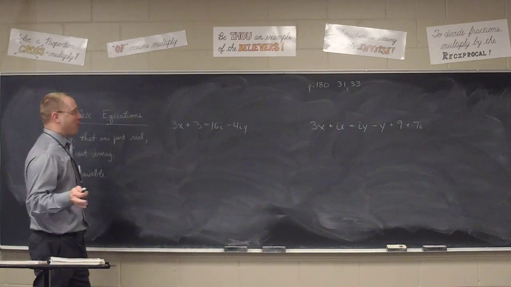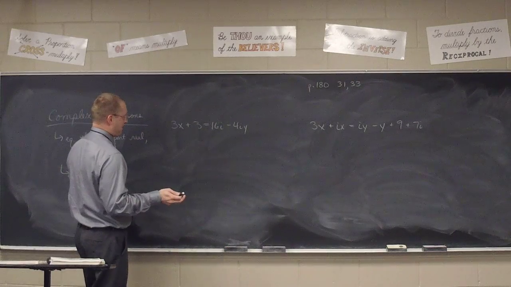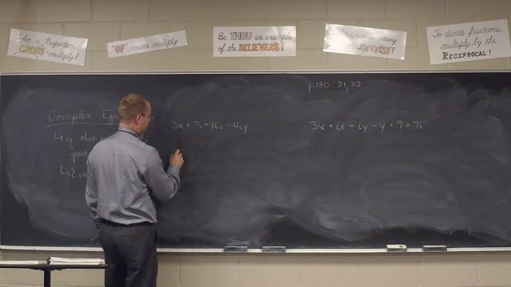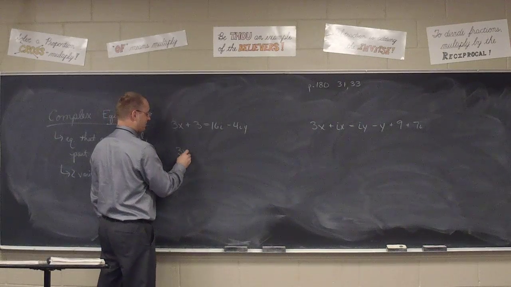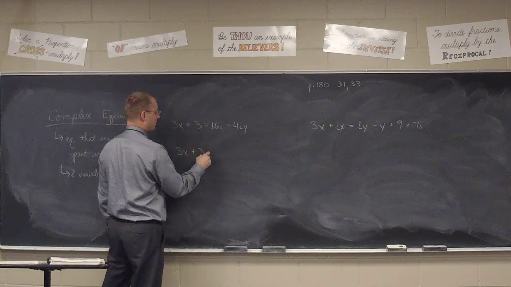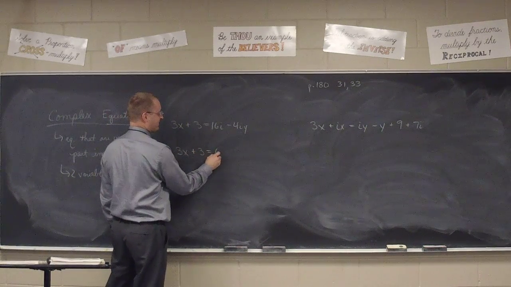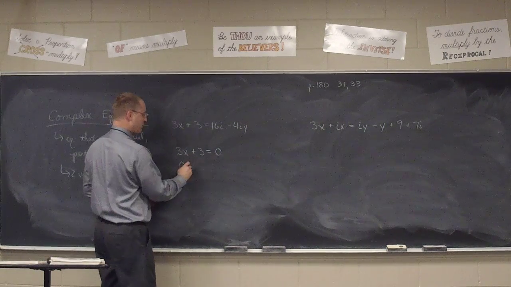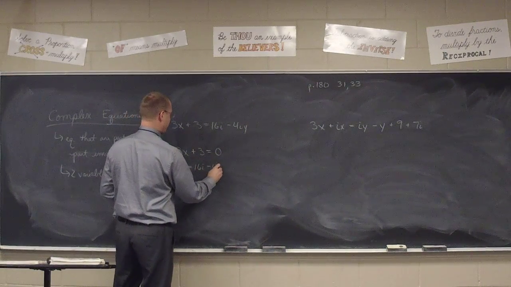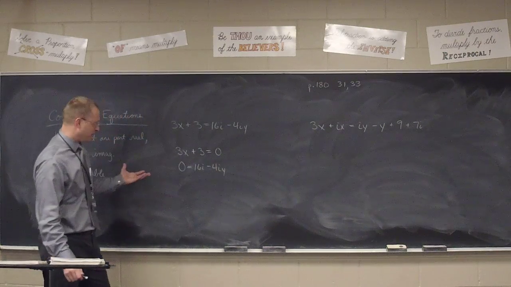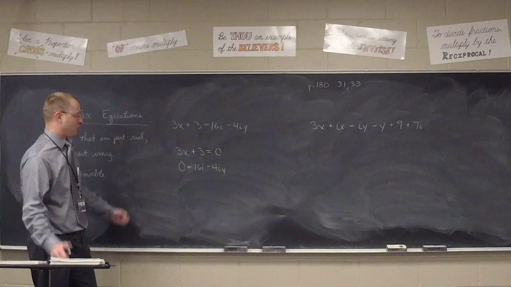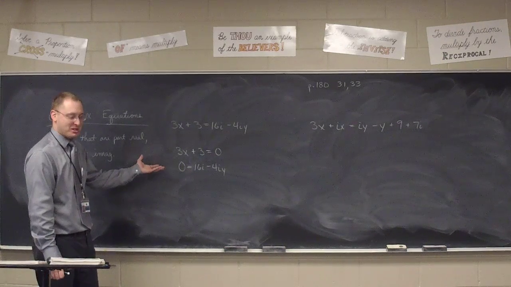All right, look at 31. This one's actually stupid easy. Because when you make your real equation, what does it say, Quentin? 3x equals negative 3. Well, 3x plus 3 equals 0, right? And when you make your imaginary equation, it says 0 equals 69 minus 4iy. And it's really not much of a system because there's not an x in both equations. There's not a y in both equations. It's just an equation with an x and an equation with a y.